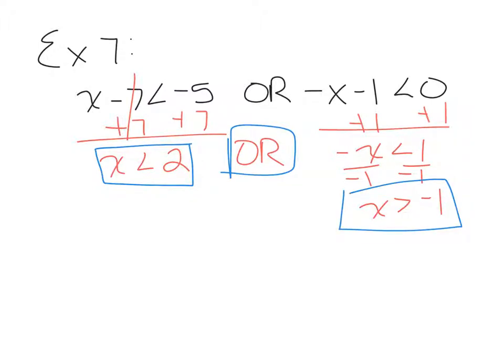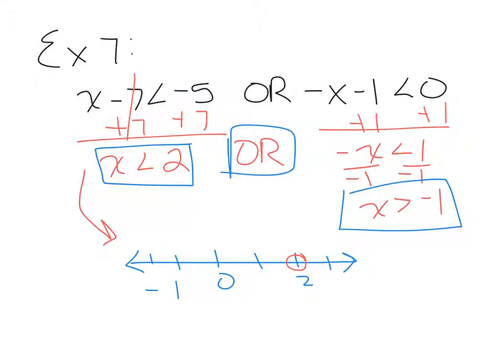I'm going to graph this all on one graph. I'll put 0 here, 2 here, negative 1 here. All right, this says x is less than 2. So all of these numbers less than 2 are part of the solution. This piece says x is greater than negative 1. So every number greater than, now this is not going to stop here at the 2. All numbers greater than negative 1 are part of the solution. So this goes out into infinity also.